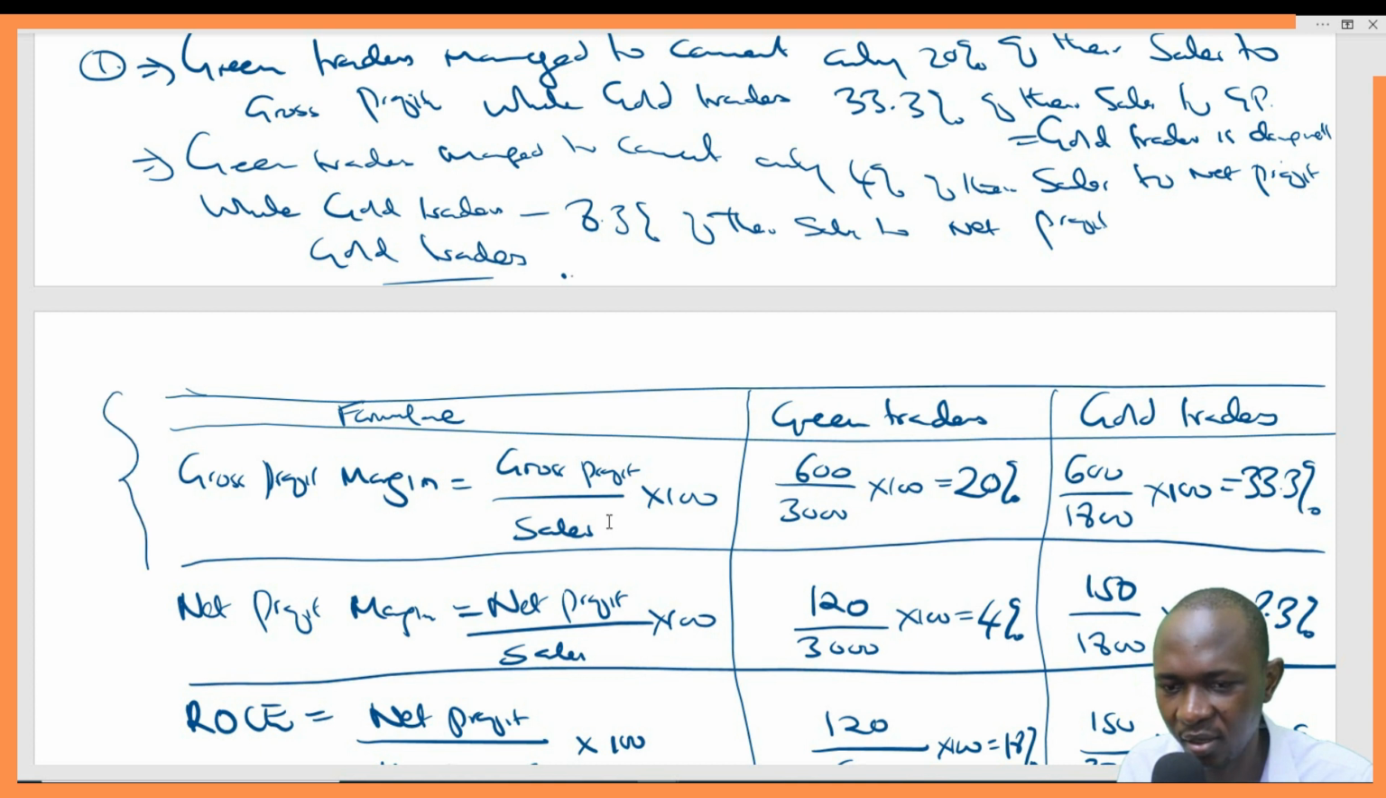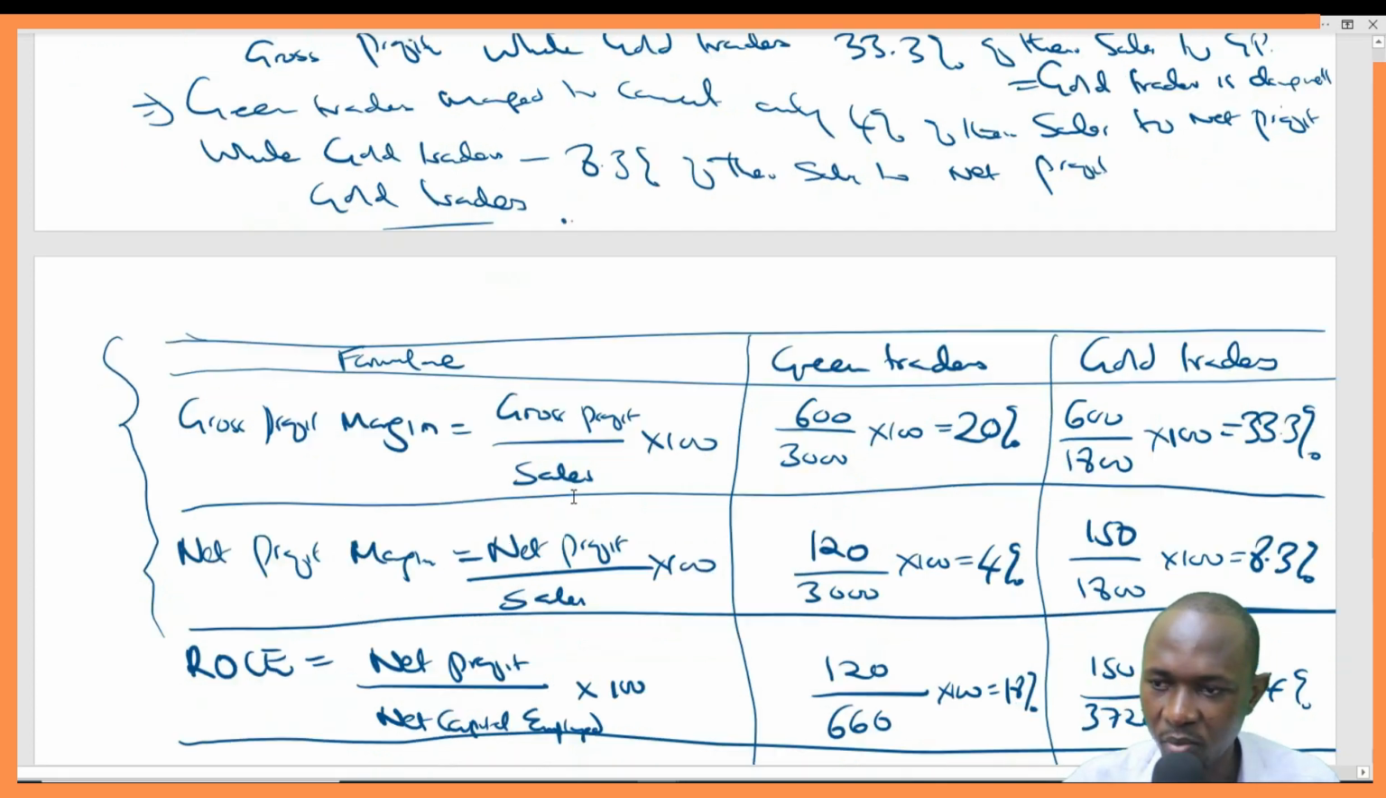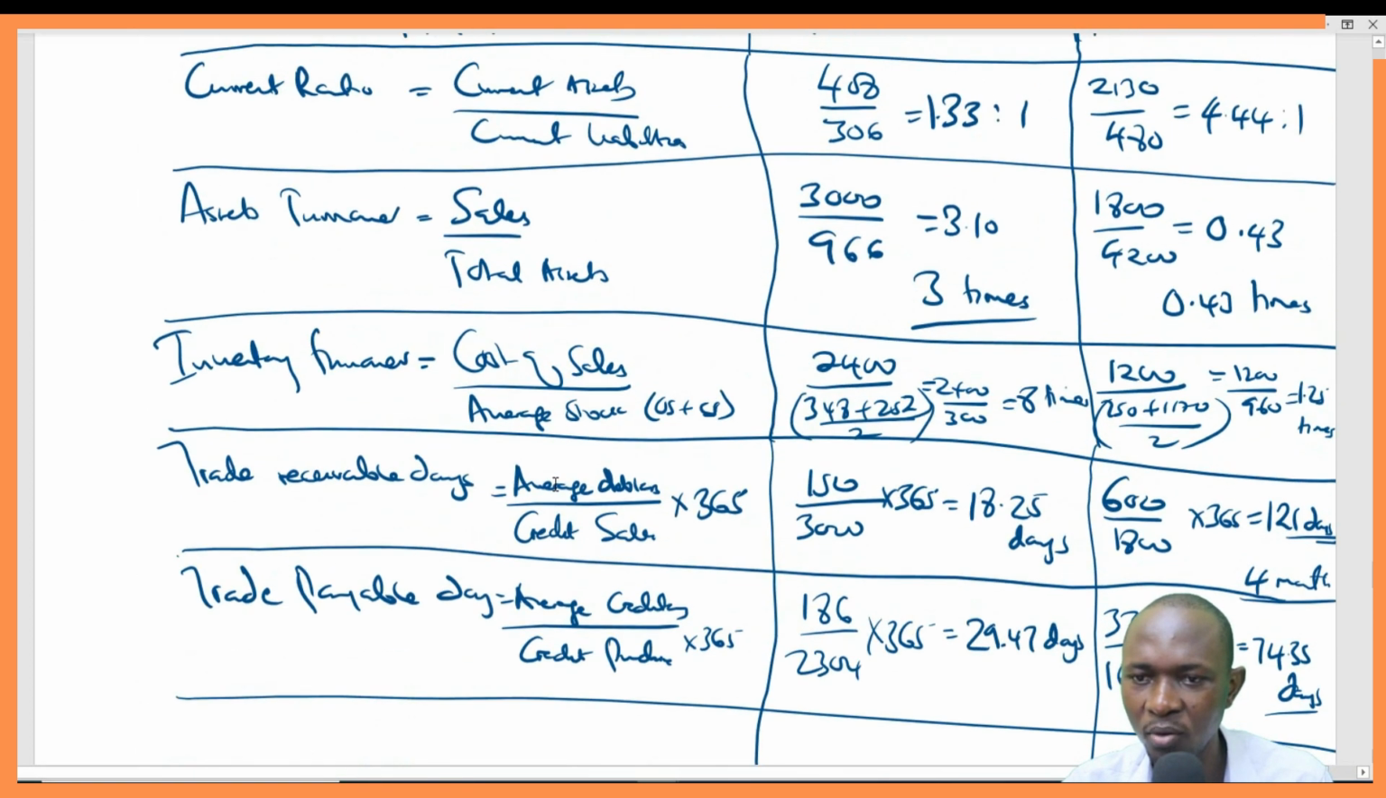So if we are to comment on the profitability of the two companies, gold traders is doing better than the green traders, especially in terms of converting sales into gross profit and net profit respectively. That is the comment, and it should earn you the remaining 2 marks. Thank you. That's how we go about it.